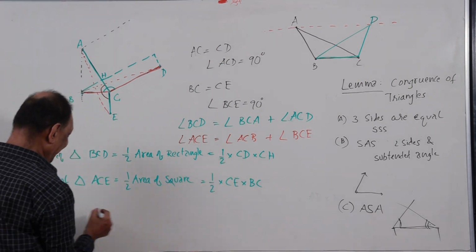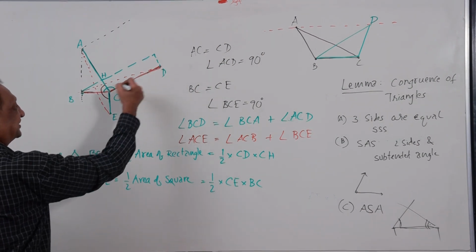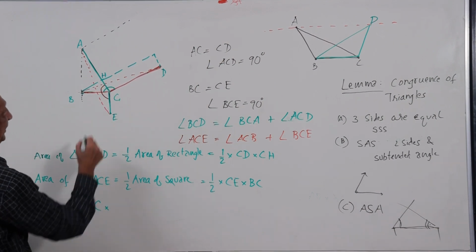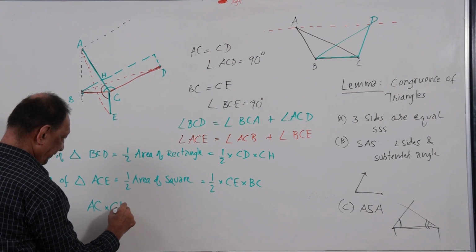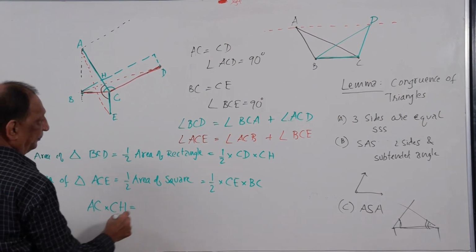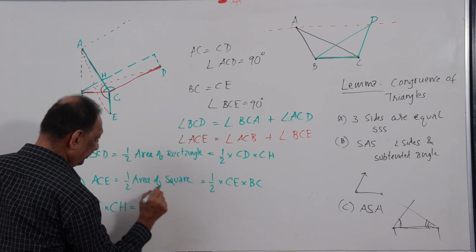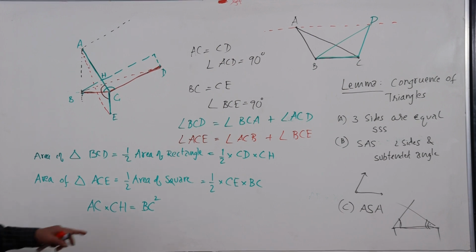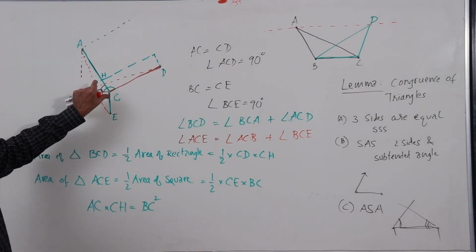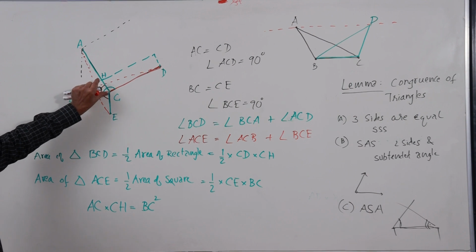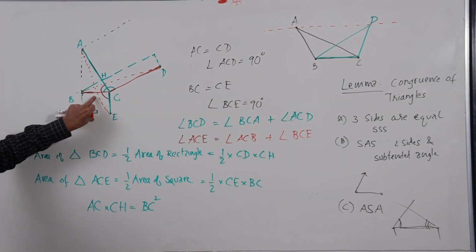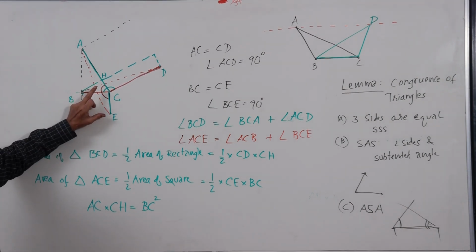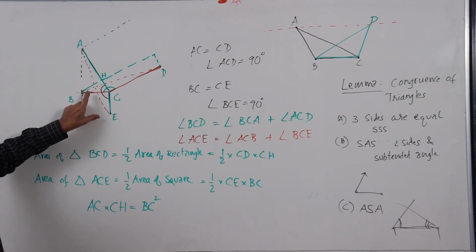Which means I can write CD, which is the same as AC, because that was the square, no? So AC multiplied by CH equals BC square. BC and CE are both BC, correct? Because that was the square we started with. AC multiplied by CH, that means the hypotenuse multiplied by part of the hypotenuse, is equal to the square on one side.